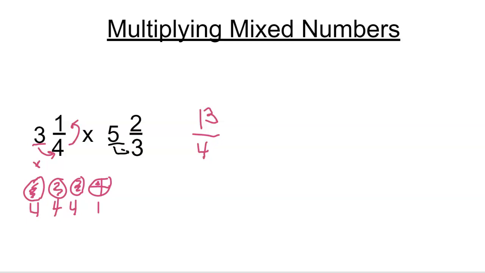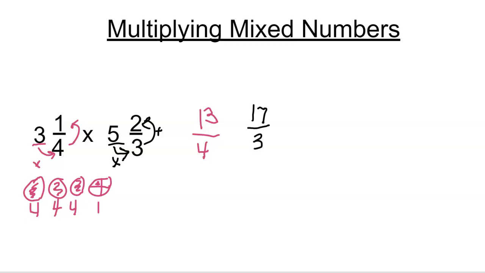So on the next one, we have the whole number, which is 5. We multiply it by the denominator, which is 3. So 5 times 3 is 15. 15 plus 2 is 17. So we have 17 over 3.